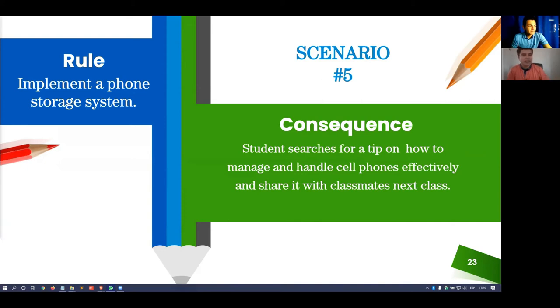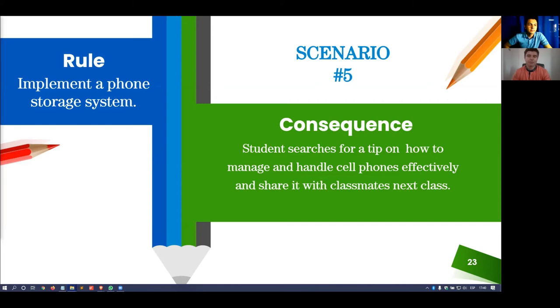So if the student breaks this rule, what would the consequence be, Danny? If a student breaks this rule, the consequence will be that the student searches for a tip on how to manage and handle cell phones effectively and shares it with classmates in the next class. Thank you, Danny. Yes, as I said, we want to build people up, we want to build the students on the students' behavior, right? And cell phones can become our best friend if we use them for academic purposes.